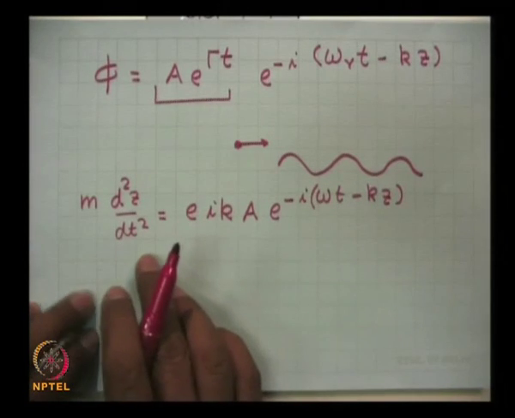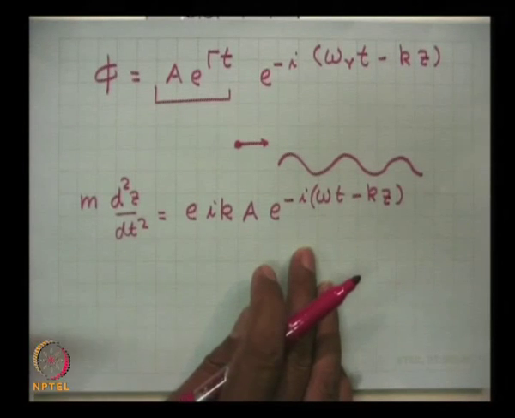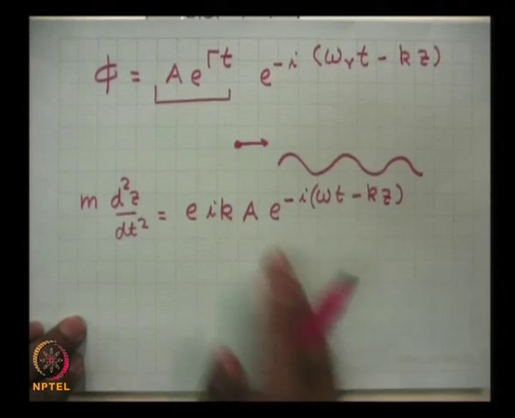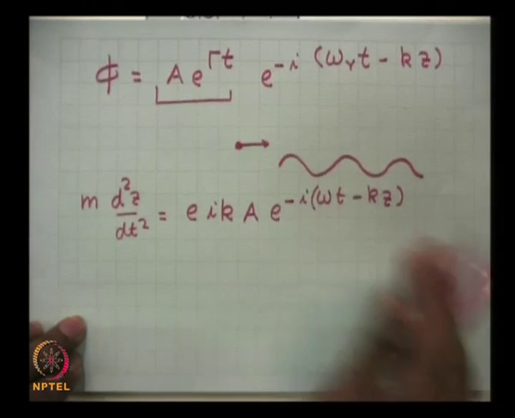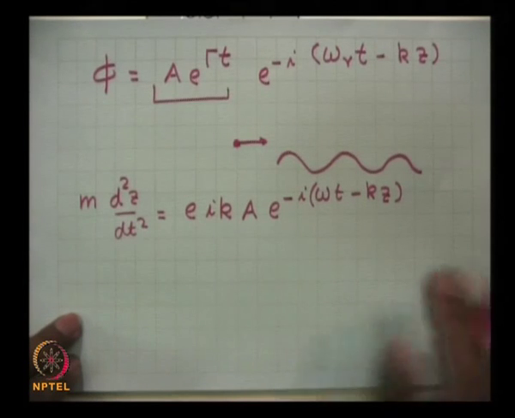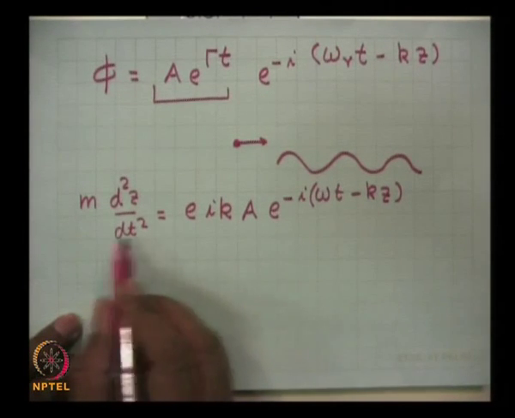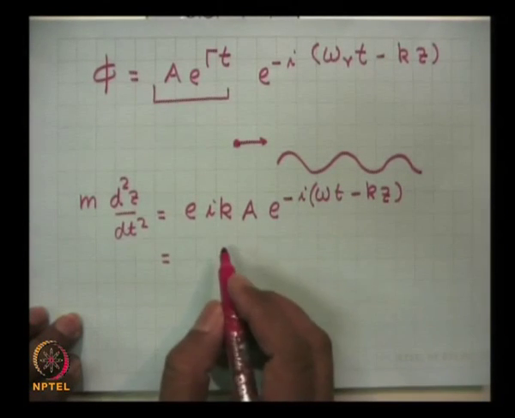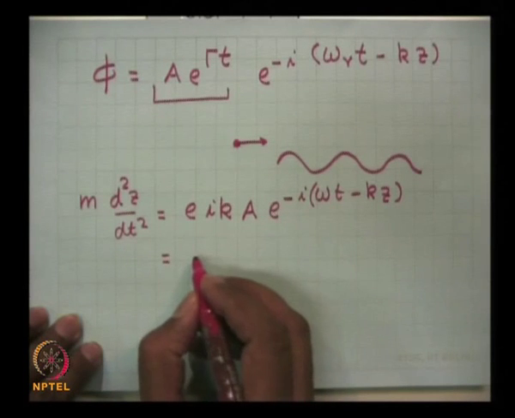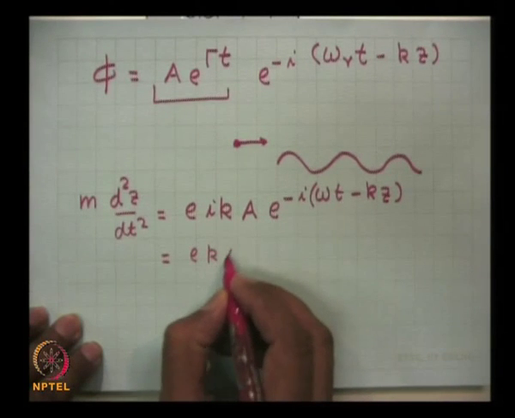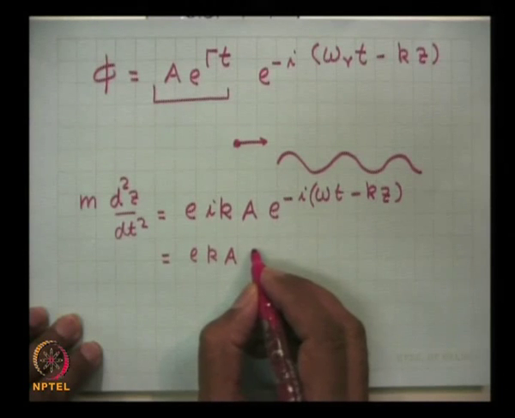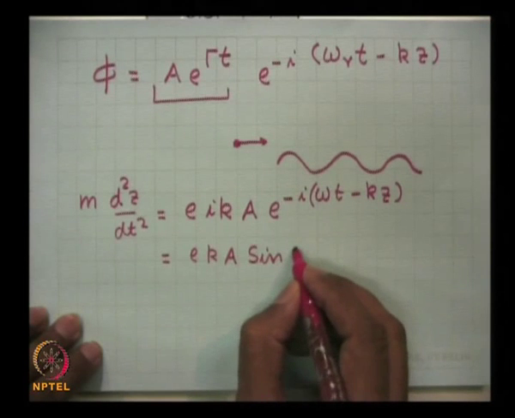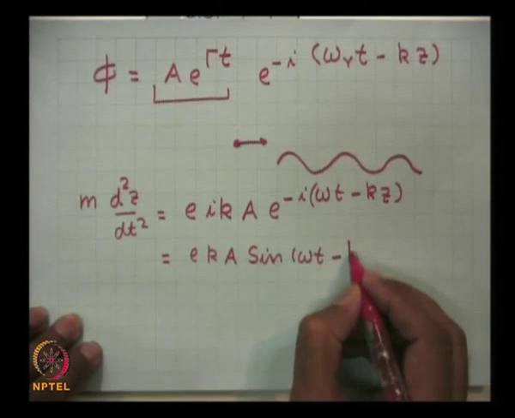I am examining the behavior of the electron in some sort of a steady state when the amplitude of the wave is no longer growing, and I want to find out how the electrons behave in the potential energy minima of the wave. So in order to understand this, let me write down the actual force on the electron, which is the real part of this expression. So it becomes E k a, and I can write this as sine omega t minus kz.